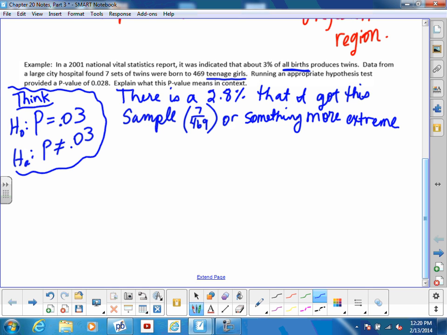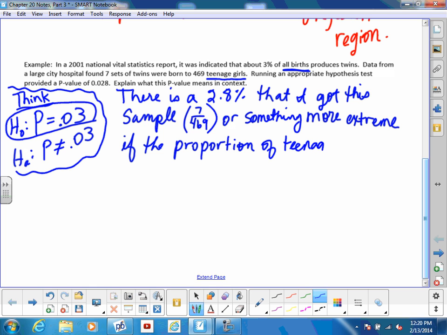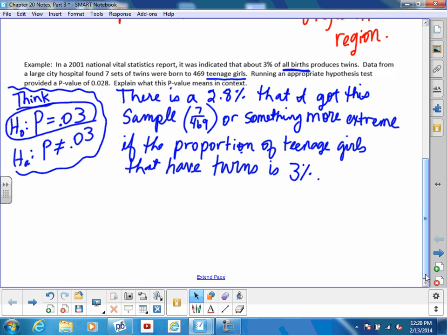All right. If the null hypothesis is true, so what am I going to do for the null hypothesis is true? If the proportion of teenage girls that have twins is 3%. So that is what the p-value means.